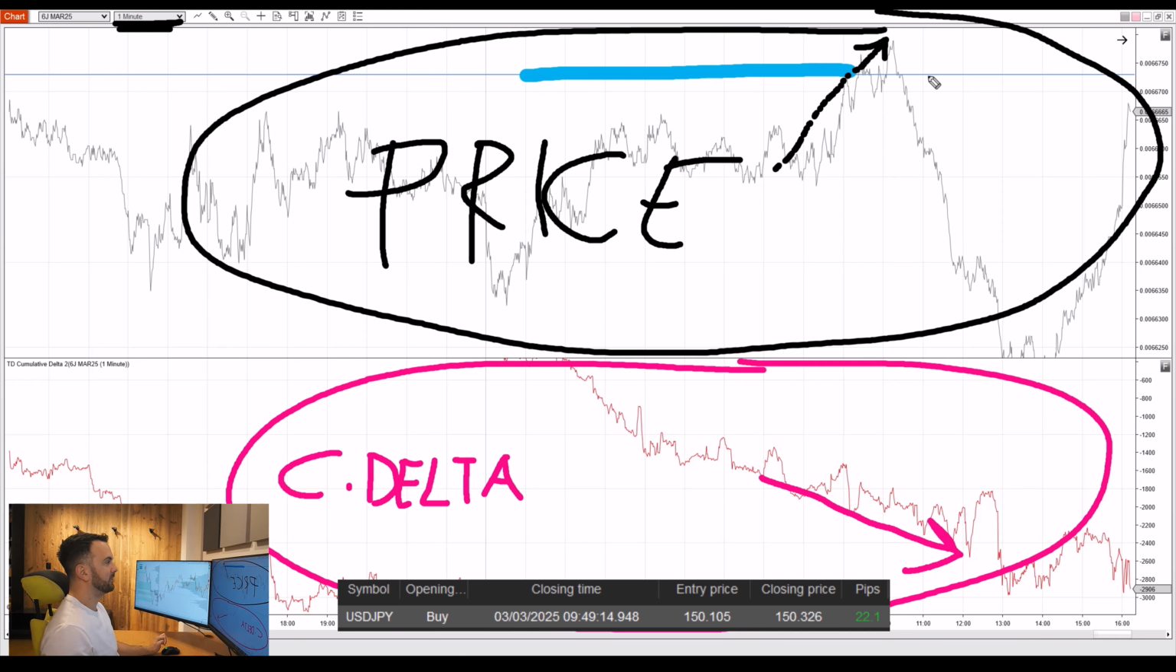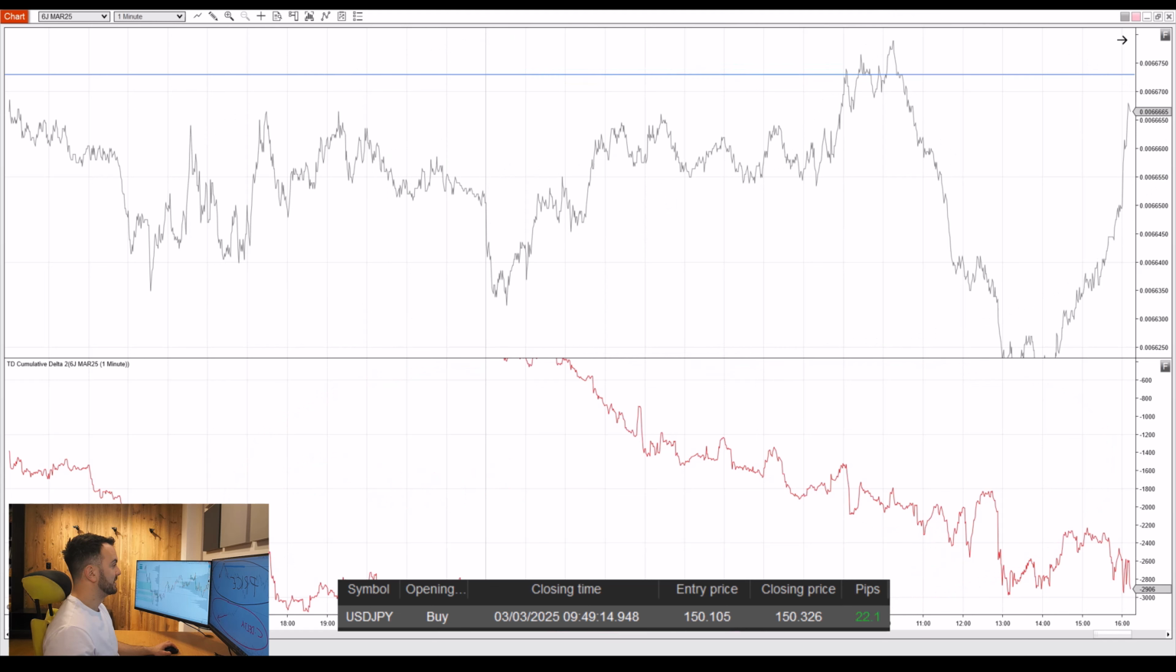And that made me confident to stay in that trade because price likes to follow delta, as you can see right here. So it was the cumulative delta that helped me, and because of that I was able to take a full profit out of this trade.